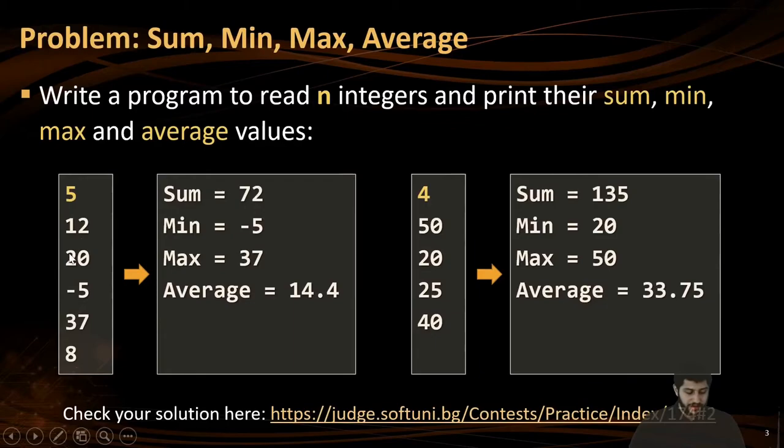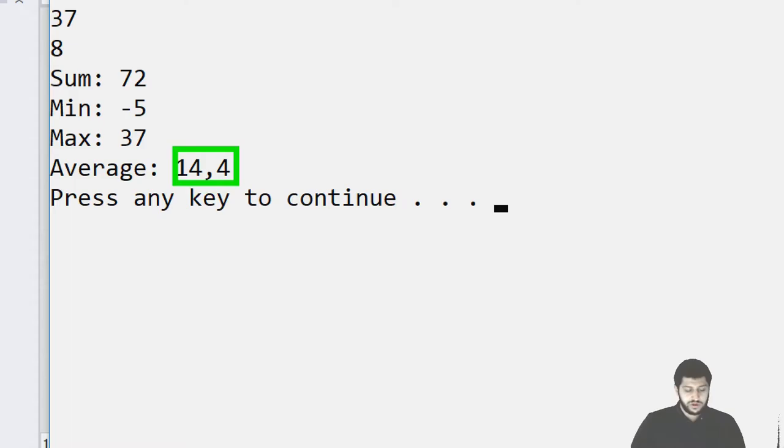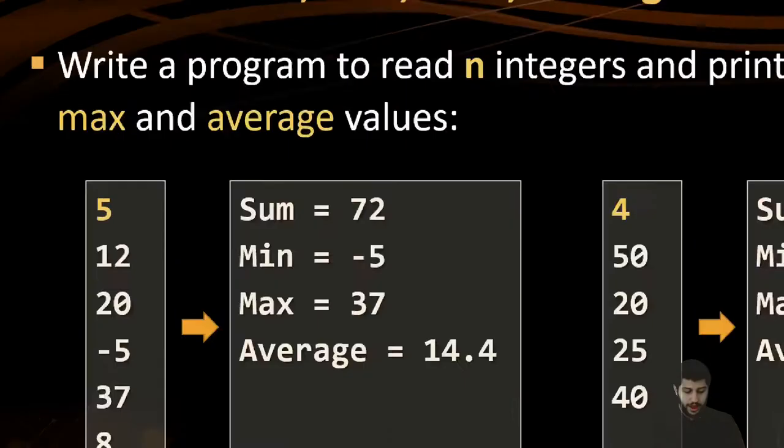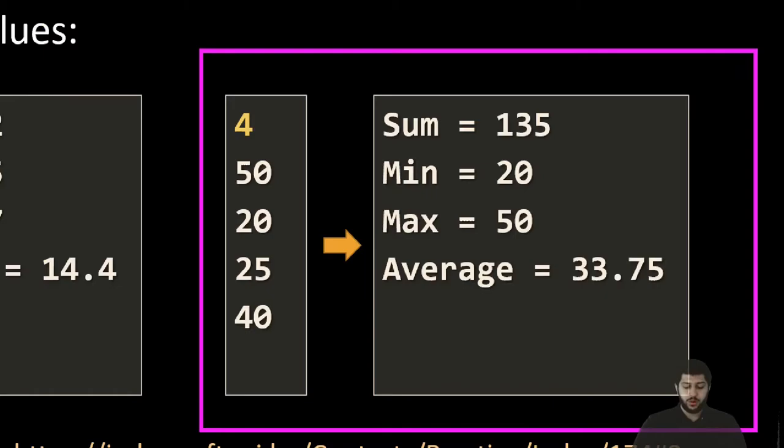So we have 5, 12, 20. We have minus 5, 37, and 8. So we get 72, minus 5, 37, 14.4. And it's the same thing. So it's 72, minus 5, 37, 14.4. And I'm pretty sure that this will be valid too. So our output for such input would be valid too.